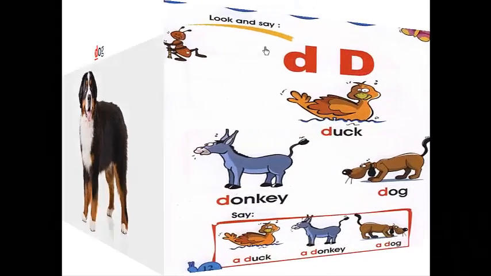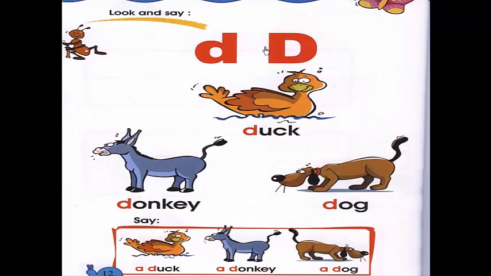Okay, look at your book. Here we have a small d and here capital D. You can find this in your student book. Okay, the letter D. This is a small d. We write small d like this, and this is capital D.